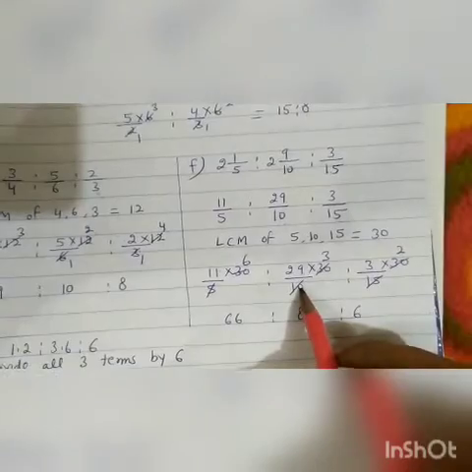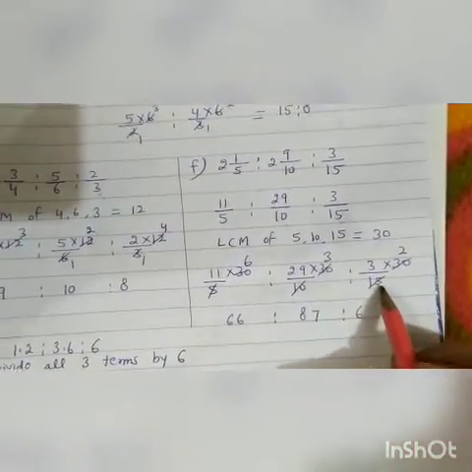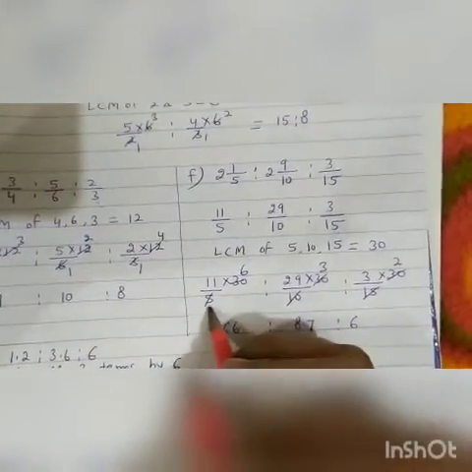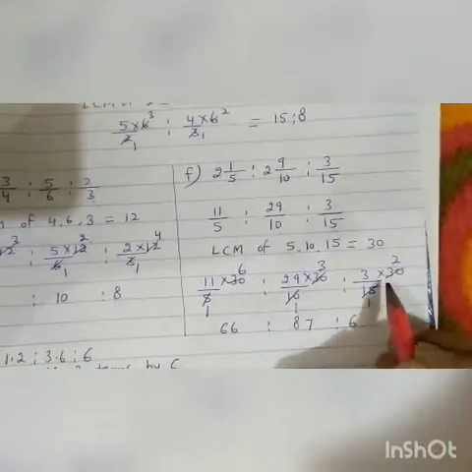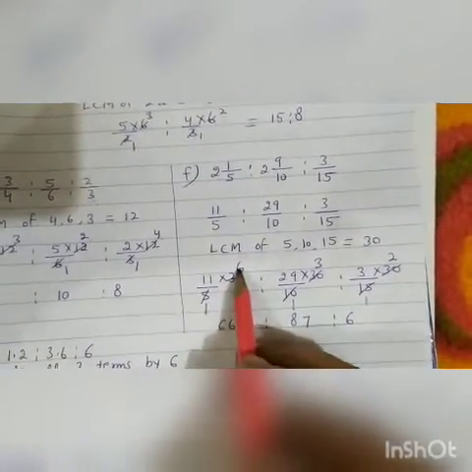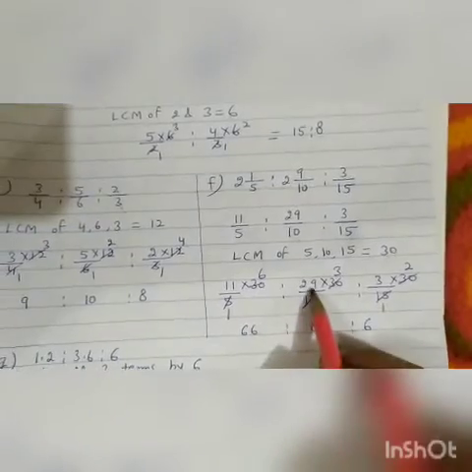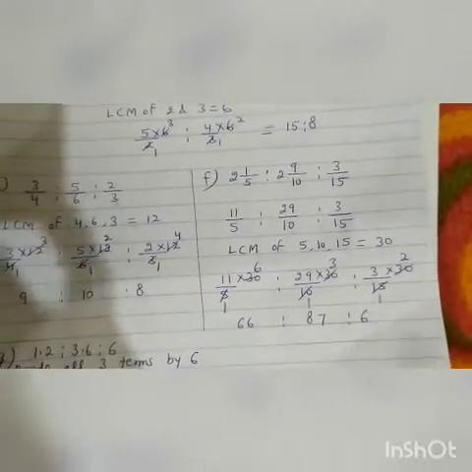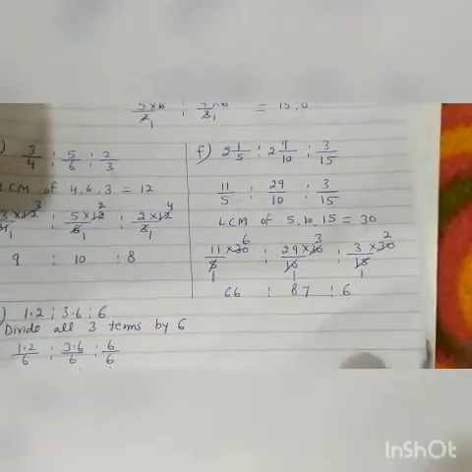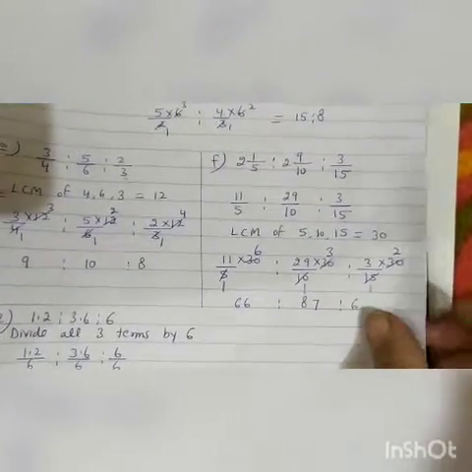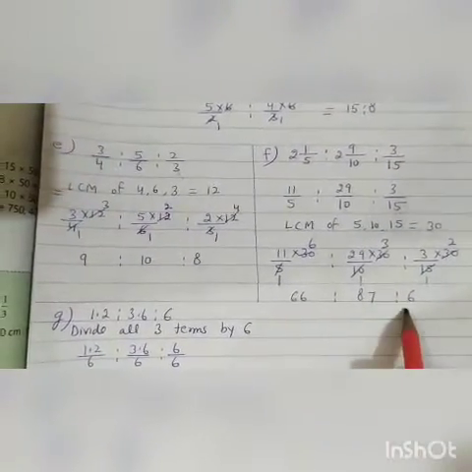5 6 is 30, 10 1 is 10, 10 3 is 30, 15 1 is 15, 15 2 is 30. Now 11 6 is 66, ratio, 29 3 is 87, ratio, 3 2 is 6. So this is the answer.